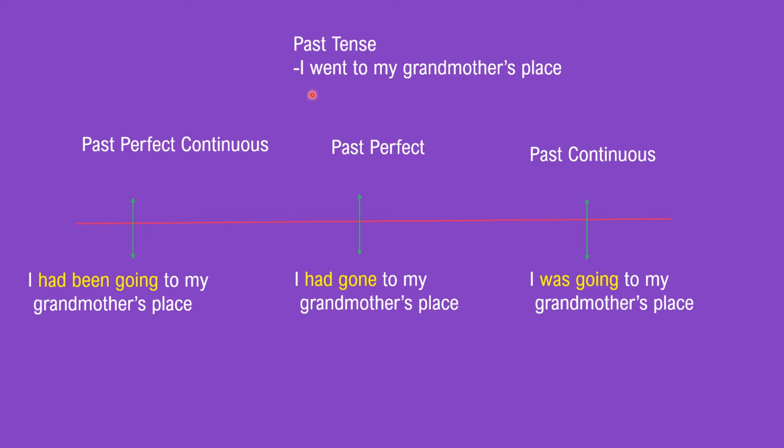So let's see how this sentence is written in past perfect continuous. I went to my grandmother's place will be I had been going to my grandmother's place. Past perfect, I had gone to my grandmother's place. Past continuous, I was going to my grandmother's place.